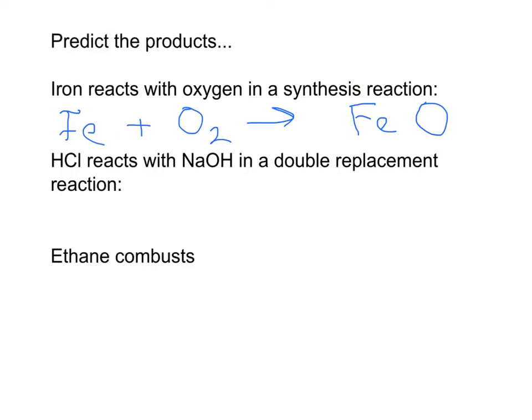So again, 2 separate reactants going together to make one product. That's synthesis. Okay, now the second example, we have hydrogen chloride, hydrochloric acid, reacting with sodium hydroxide, and we tell you that it is a double replacement reaction. So again, remember the cations are swapping. So let's try this one. We have HCl. That definitely would be aqueous. Plus NaOH, also aqueous.